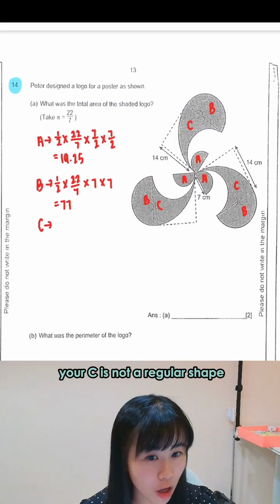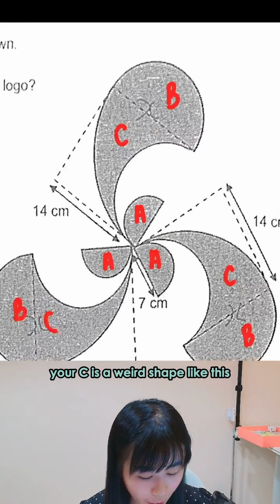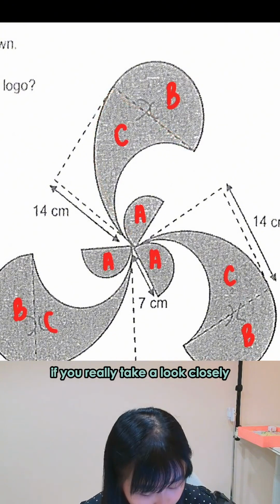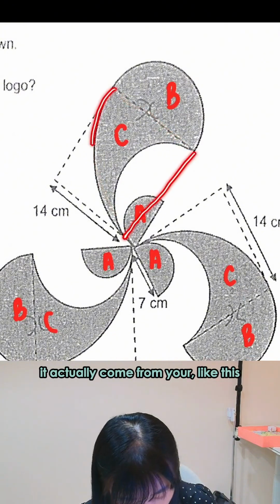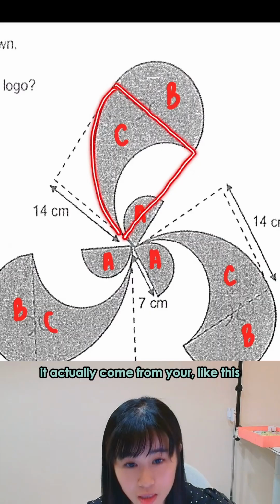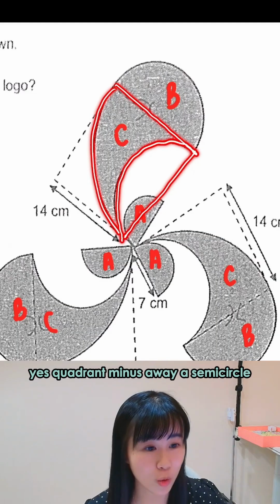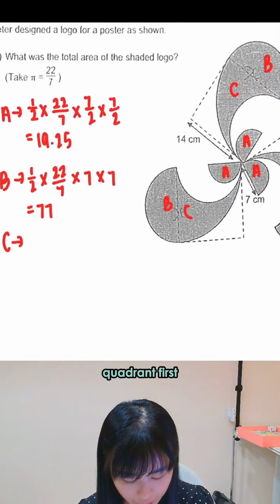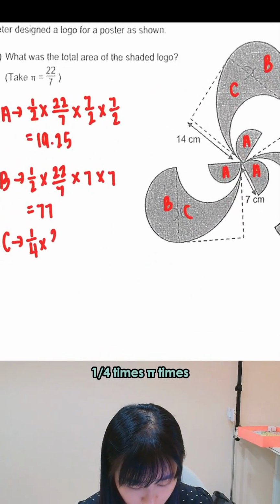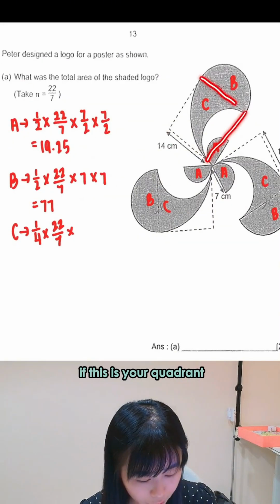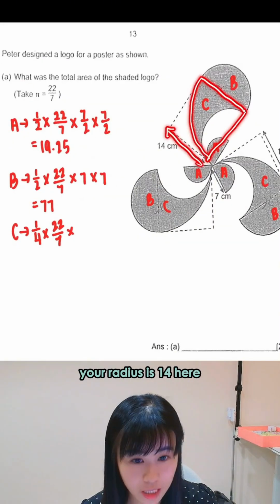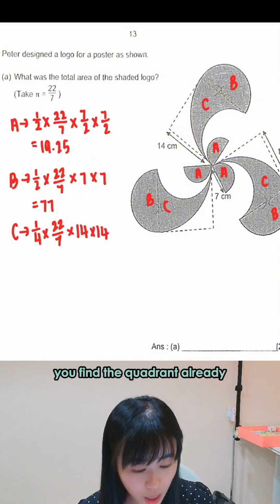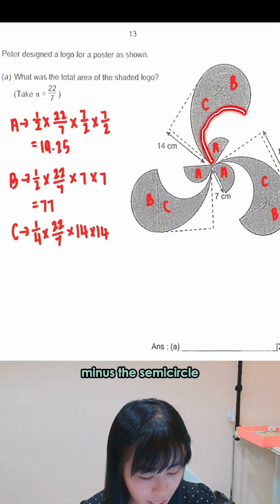Okay, your C is not a regular shape, right? Your C is a weird shape like this. But if you really take a look closely, it actually comes from this: a quadrant minus away a semicircle. Very good. So to get the C, quadrant first, 1/4 times pi times, if this is your quadrant, your radius is 14 right here. So times 14 times 14, you'll find the quadrant already. But don't forget, you need to minus the semicircle.